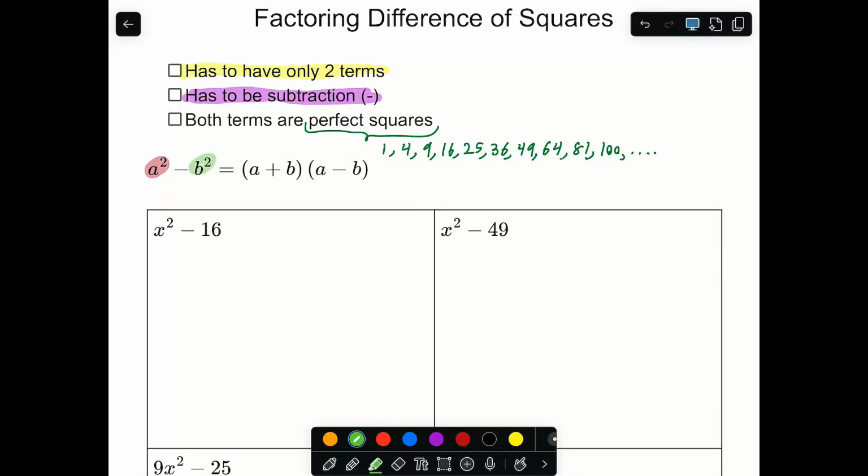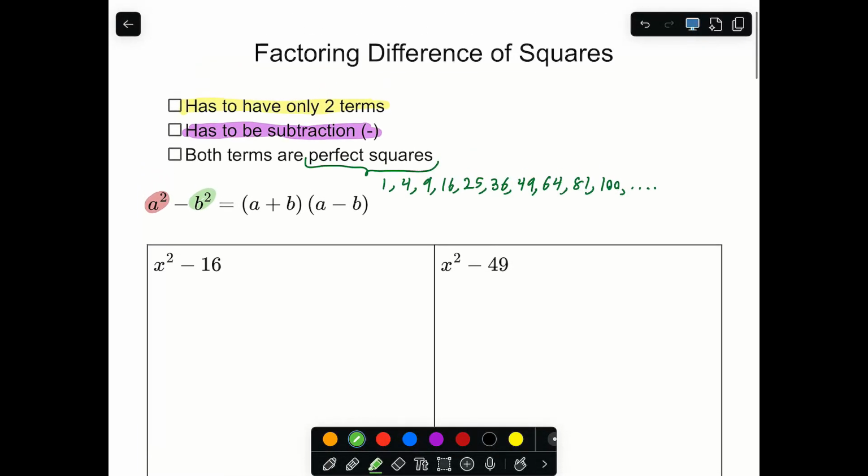Hello, today we are going to look at factoring of difference of squares and factoring perfect square trinomials. The first one we're going to look at is factoring difference of squares.